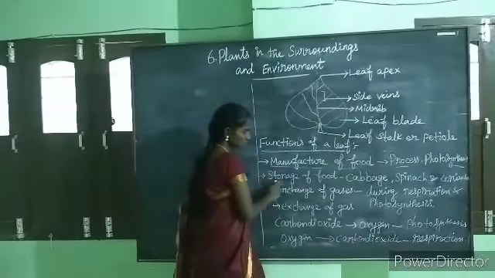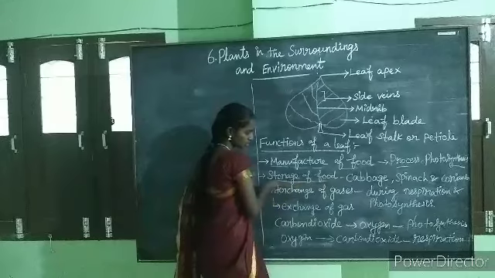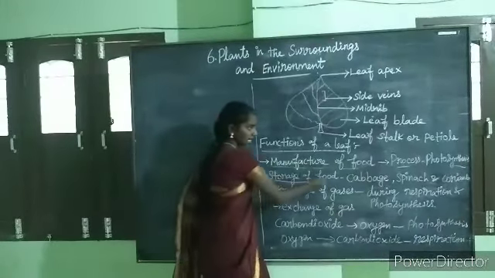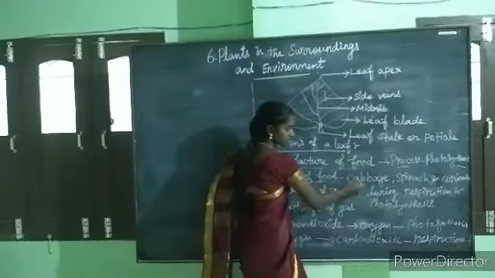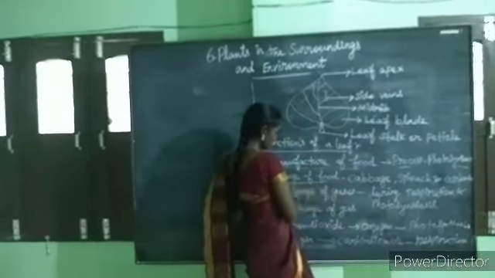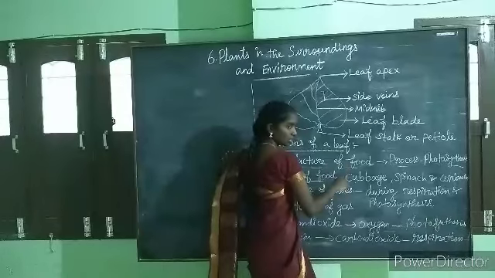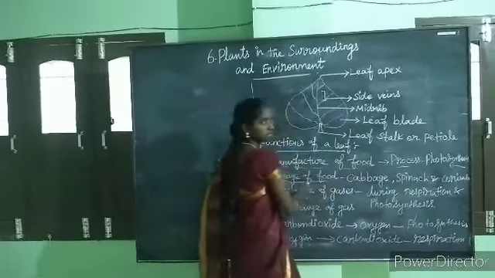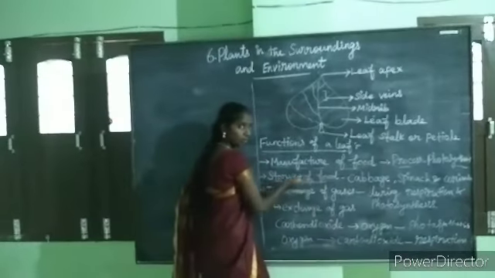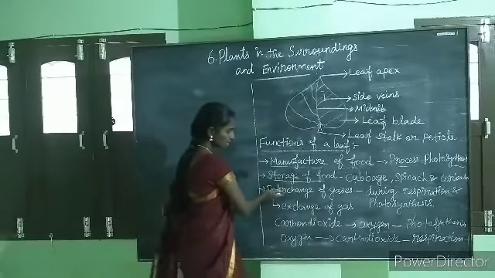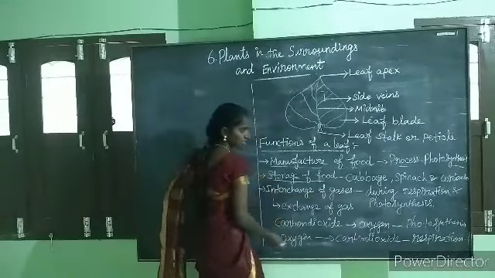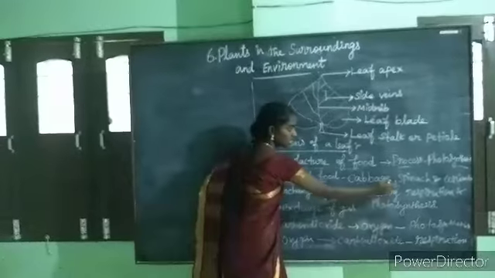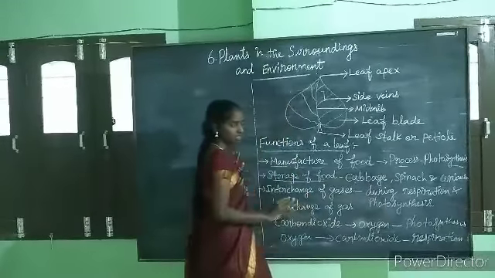Then storage of food. Storage of food means the plant will store the food in the form of fruits or vegetables. See here some examples are given. Cabbage, spinach and coriander are examples of storage of food in a plant. Then interchange of gases, during respiration and photosynthesis.